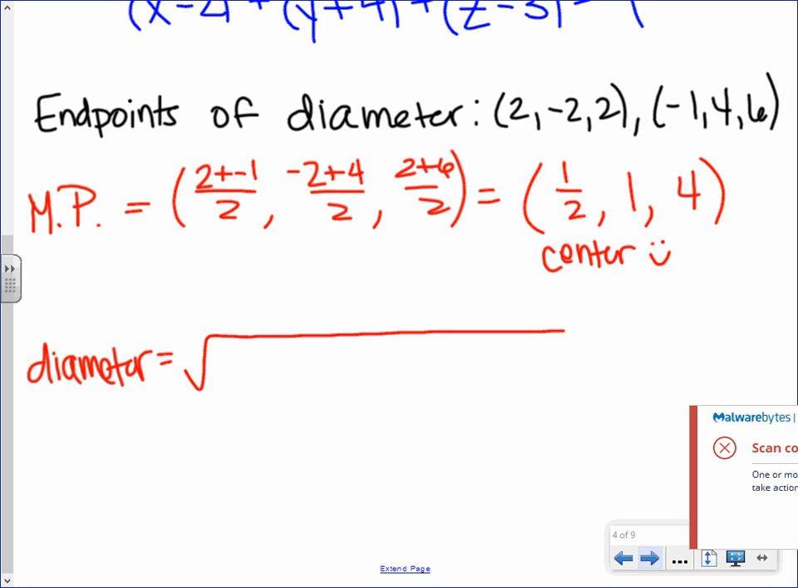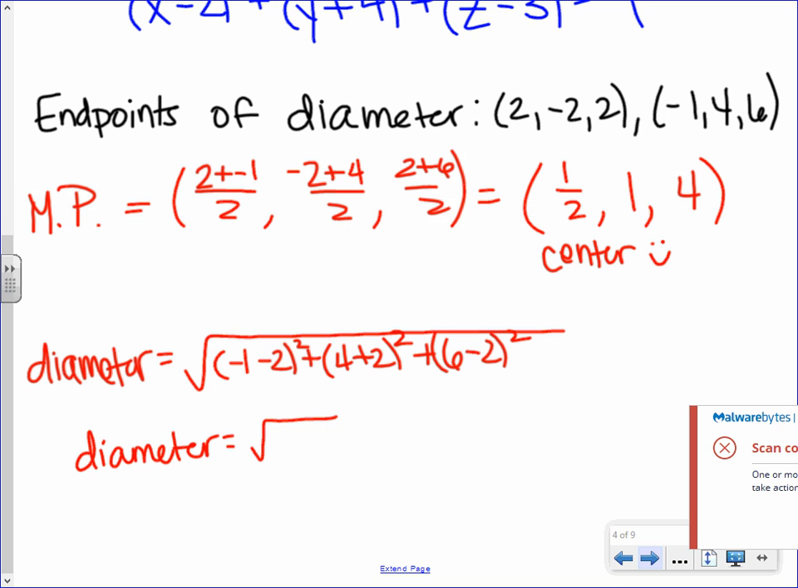Okay, would be the square root of -1 minus 2 squared, 4 minus -2 squared, plus 6 minus 2 squared. This would be 9 plus 36 plus 16, 61. Okay. So if the diameter is square root of 61, and our radius would be the square root of 61 divided by 2.